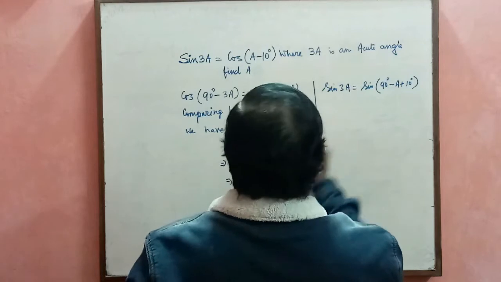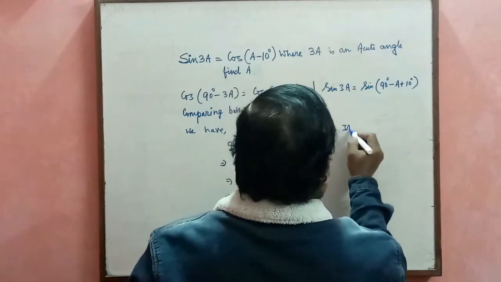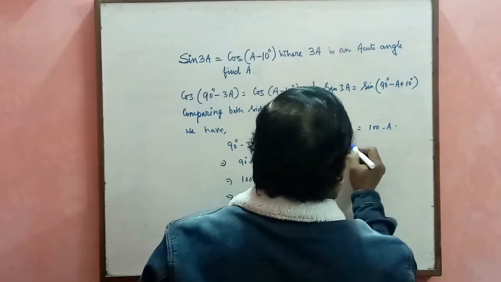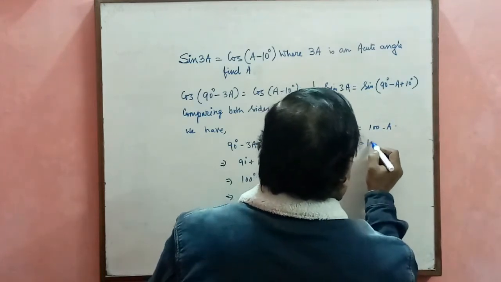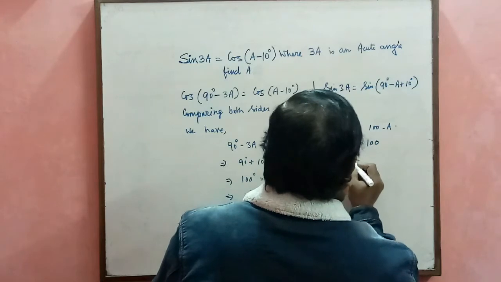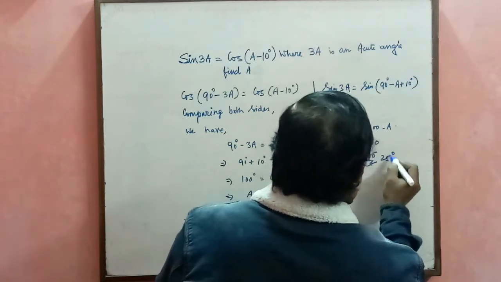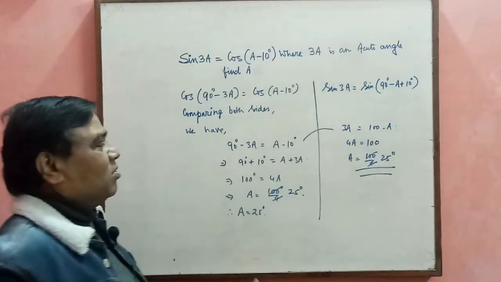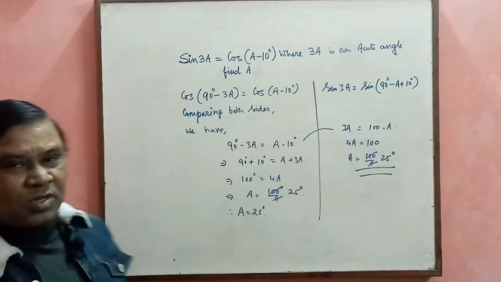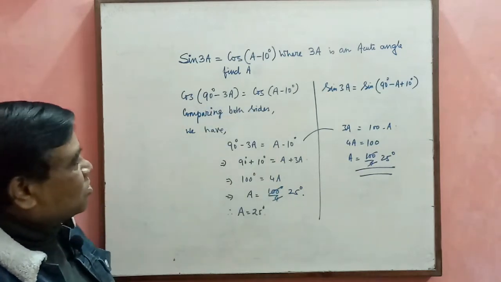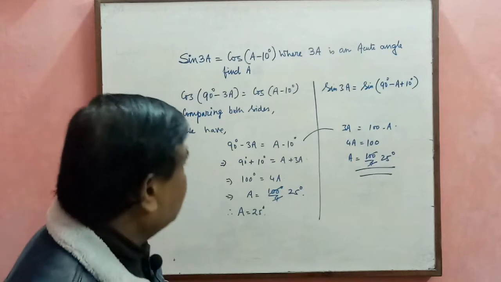Again, similarly this way, if we have 3a is equal to 100 minus a, so this is 4a is equal to 100, and a is equal to 100 upon 4, this is 25 degree. This way we have the solution. You go with this one, you will be able to solve these questions very nicely.